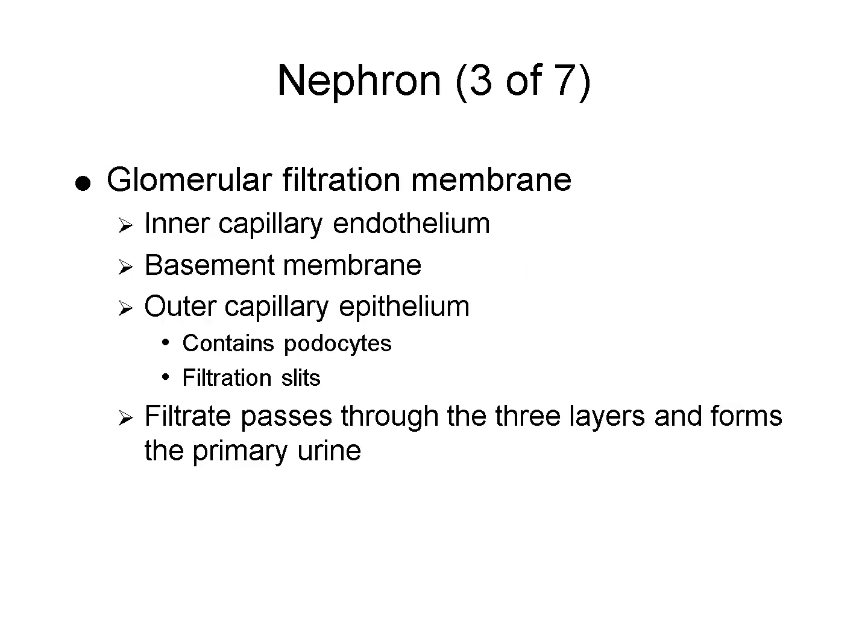The glomerular filtration membrane consists of three key layers that prevent proteins and cells from entering the urine. These include the inner capillary endothelium, a shared basement membrane, and the outer epithelium containing podocytes. Between podocyte foot processes are filtration slits that allow small molecules to pass through. This filtration process produces the primary urine from blood plasma.